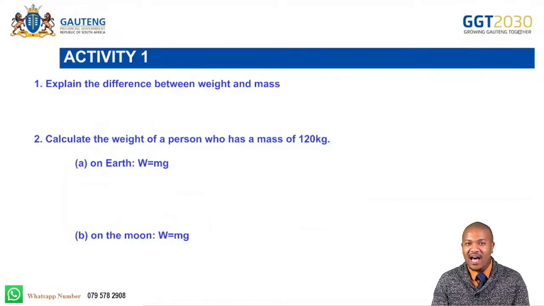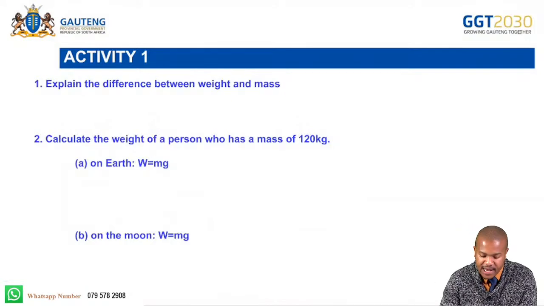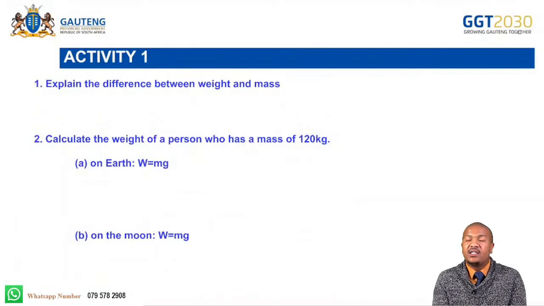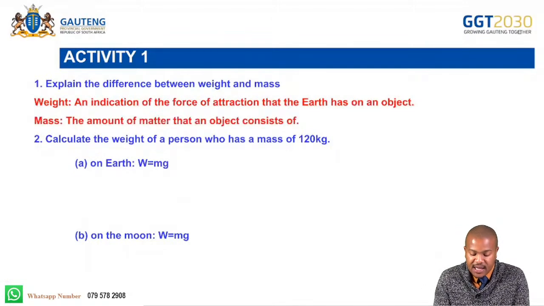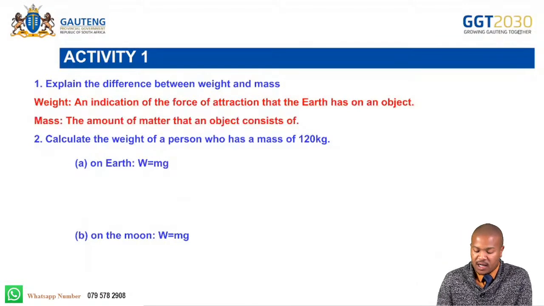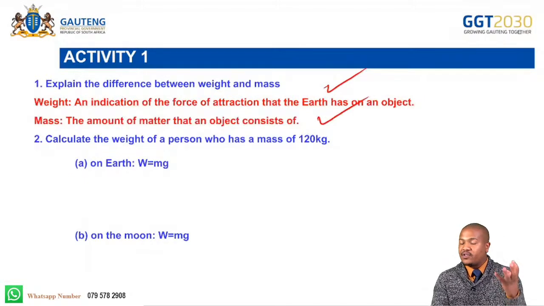Welcome back again, grade 9s. Now let's do the corrections together. Number 1, explain the difference between weight and mass, right? So weight is an indication of the force of attraction that the earth has on an object, whereas mass is the amount of matter that an object consists of. That is the difference between weight and mass. Remember, weight has to do with the gravitational pull and its relation to the object's mass.